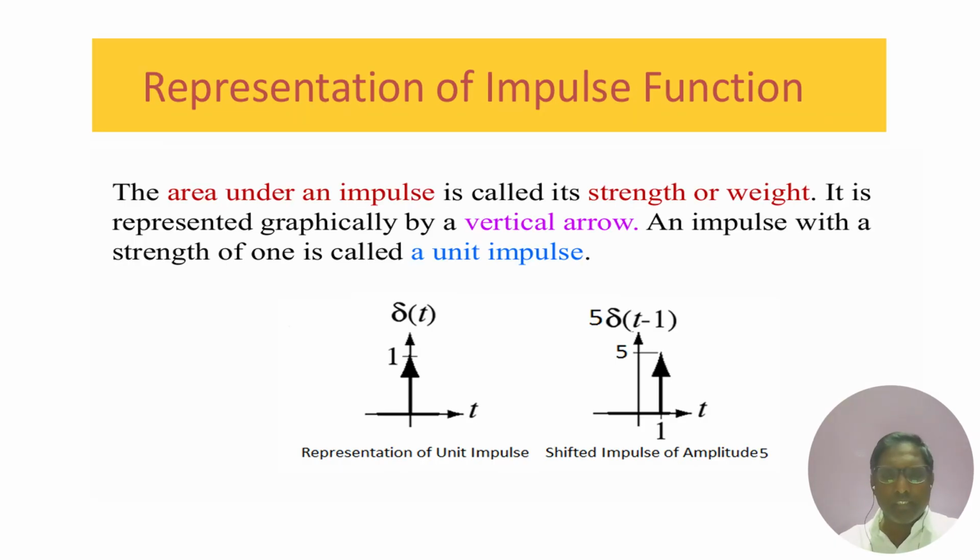Next, the representation of the impulse function. The area under an impulse is called its strength or weight. It is represented graphically by a vertical arrow. An impulse with a strength of 1 is called a unit impulse. Here they give two graphs. One is the representation of a unit impulse. Another one is a shifted impulse of amplitude A.